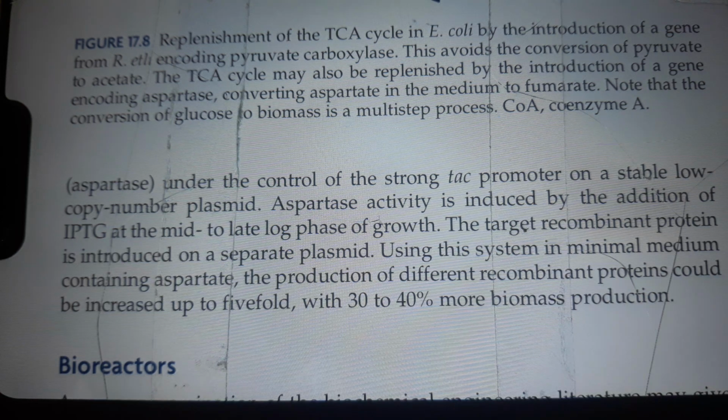Aspartase activity is induced by the addition of IPTG at the mid to late log phase of growth. The target recombinant protein is introduced on a separate plasmid using the system in minimal medium containing aspartate. The production of different recombinant proteins could be increased up to 5-fold with 30 to 40 percent more biomass production.